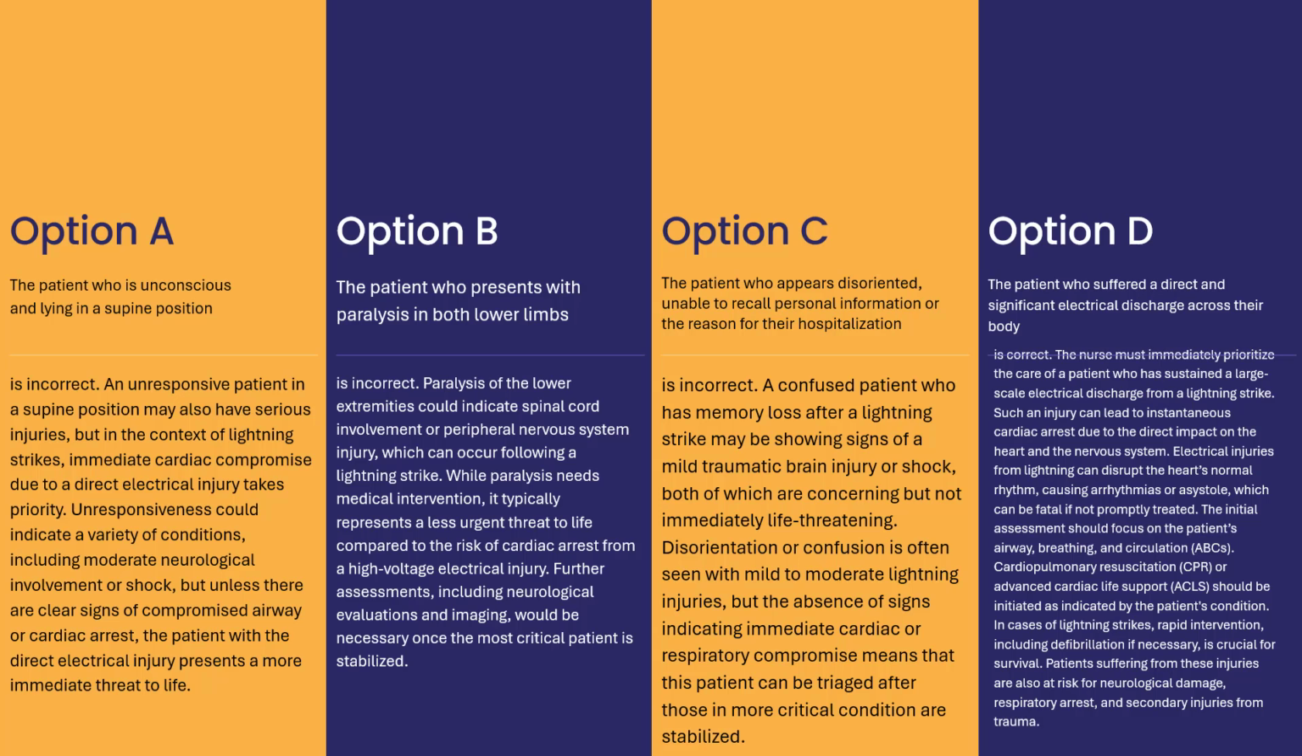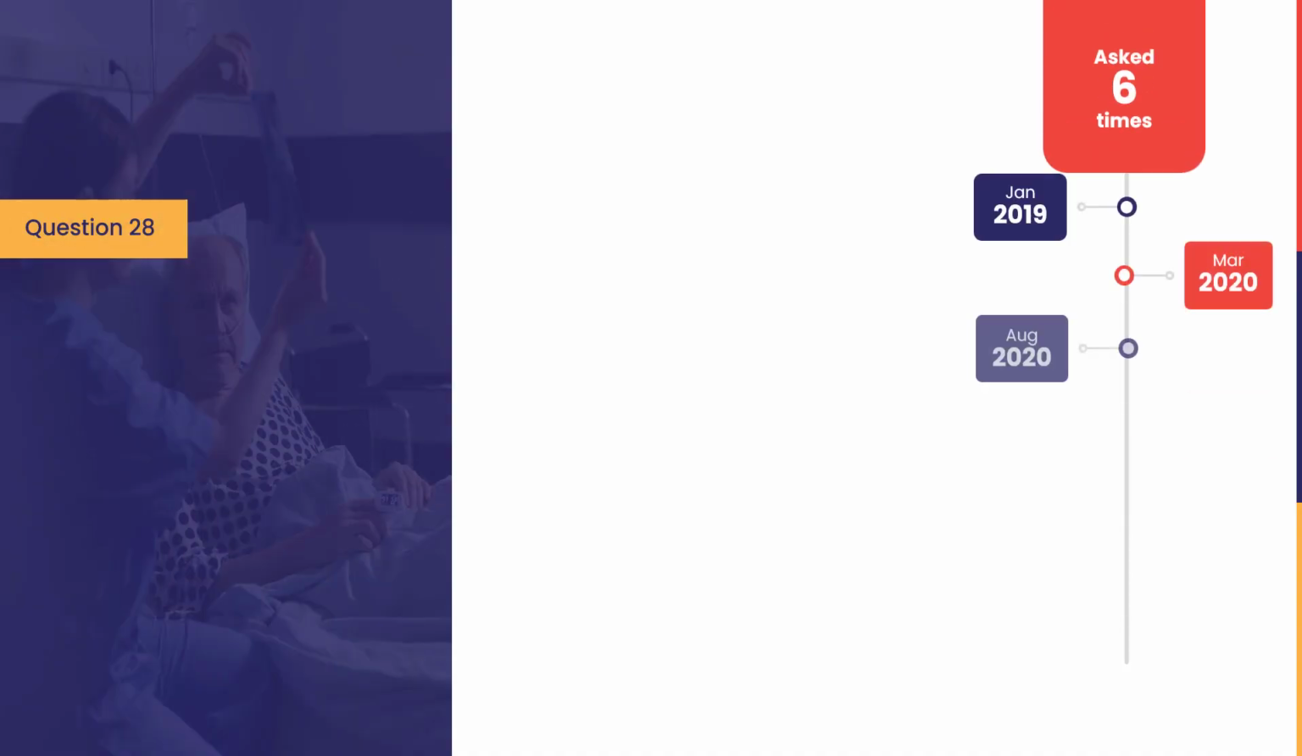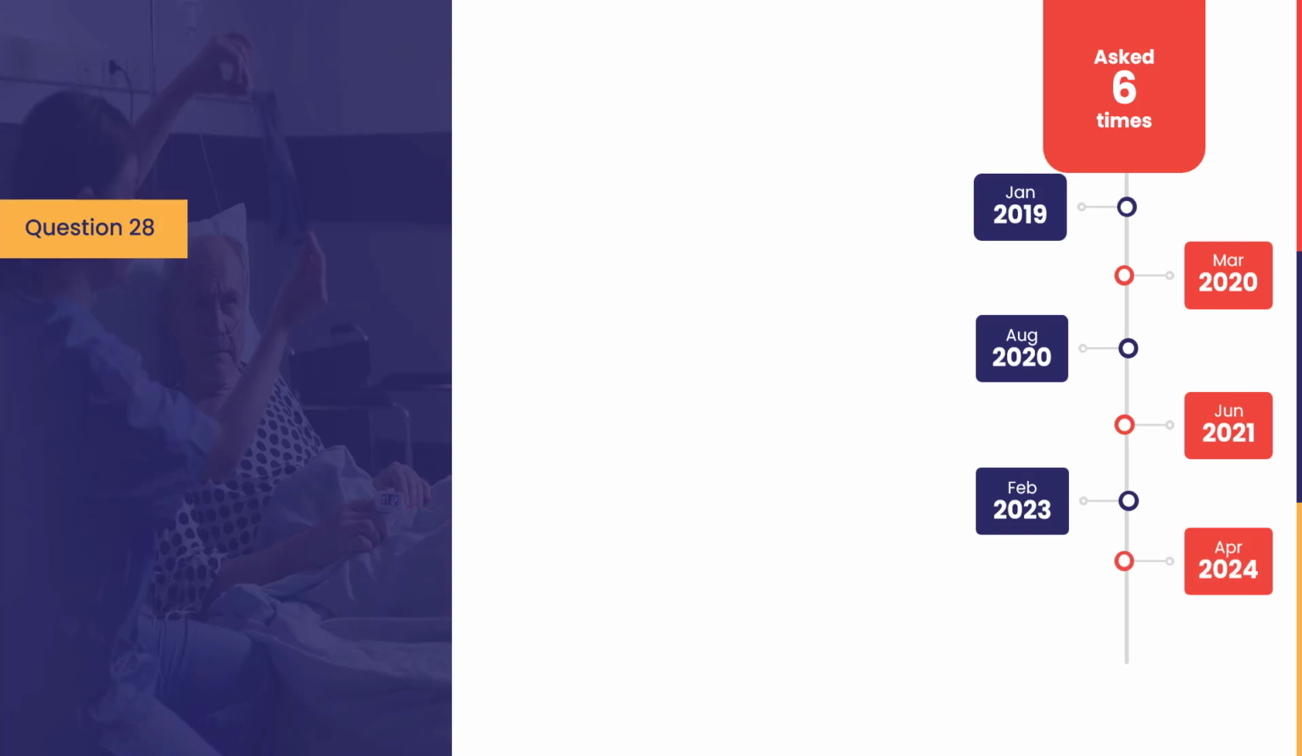Let's move on to the next question. This Helicobacter pylori infection and peptic ulcer disease treatment question has been asked 6 times in the last 5 years, making it a commonly repeated question in exams.